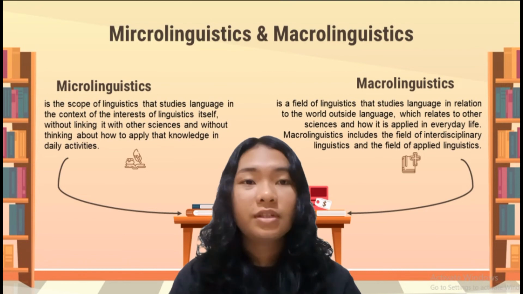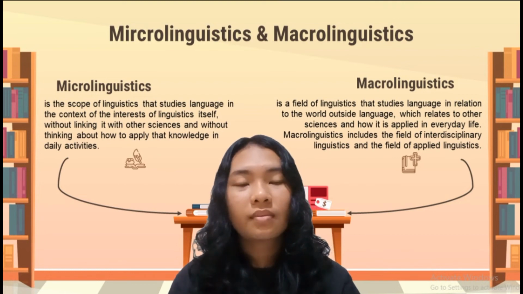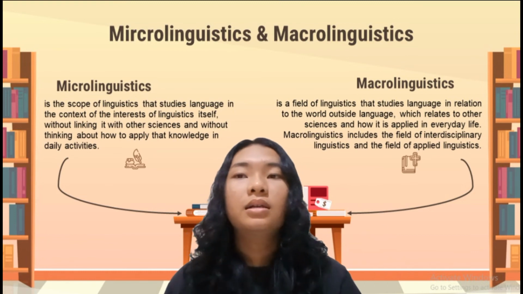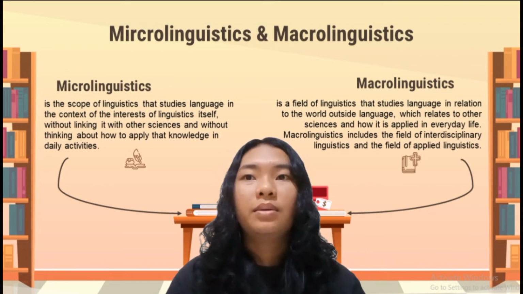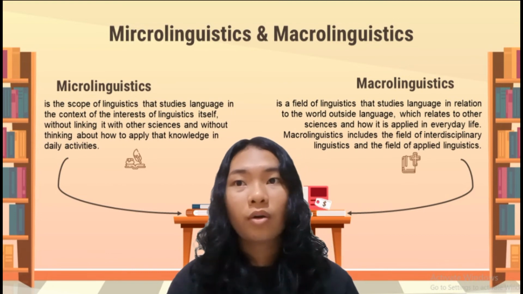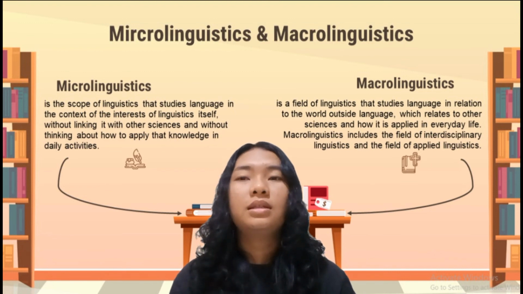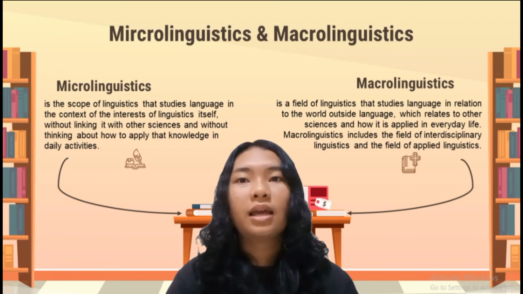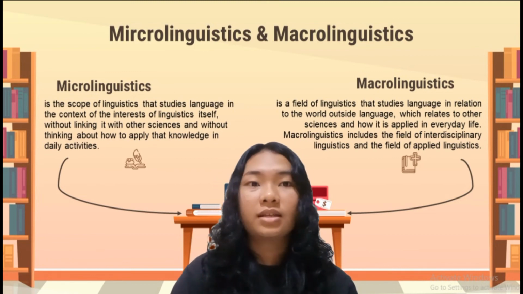After we know the definition of linguistics, let me tell you about the classification of linguistics. There are microlinguistics and macrolinguistics. So, what are micro and macrolinguistics? Microlinguistics is the scope of linguistics that studies language in the context of the interest of linguistics itself, without linking it with other sciences and without thinking about how to apply that knowledge in daily activities.